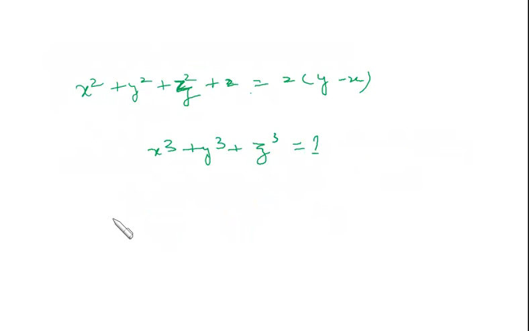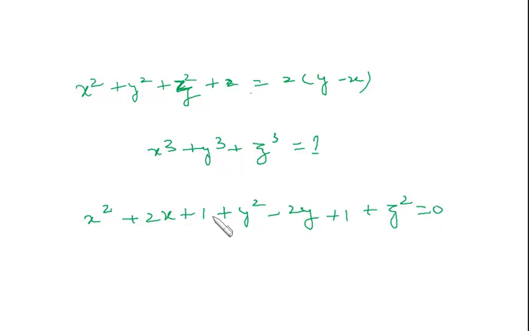Okay. Now this problem, x square plus y square plus z square plus 2 is equal to 2y minus x. So x cube plus y cube plus z cube is equal to. Same problem, similar as we have just discussed. So I just take everything on this side. x square plus 2x plus 1 plus y square minus 2y plus 1 plus z square is equal to 0. This is x plus 1 whole square plus y minus 1 whole square plus z square is 0.